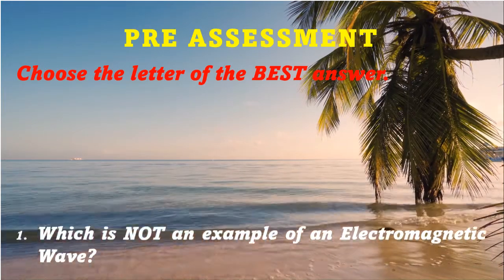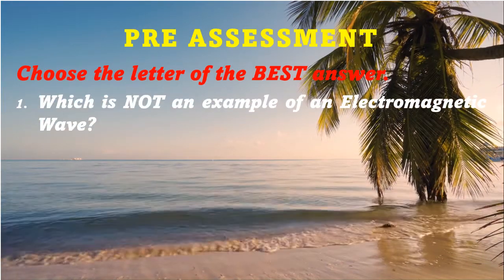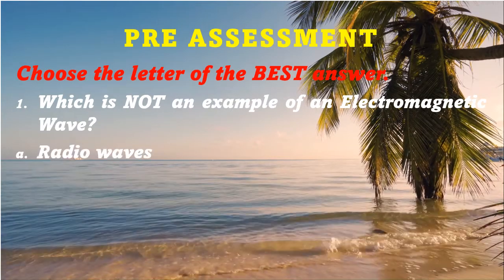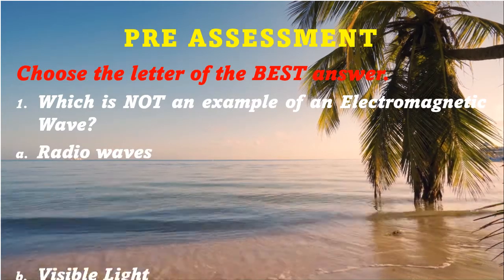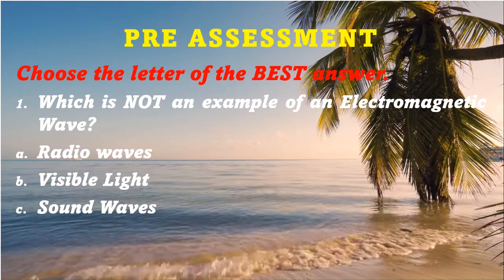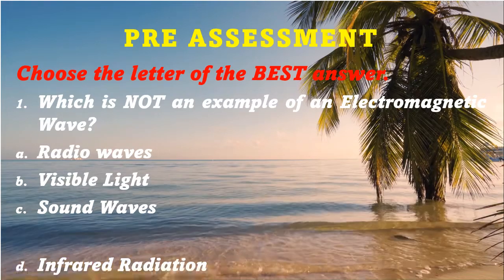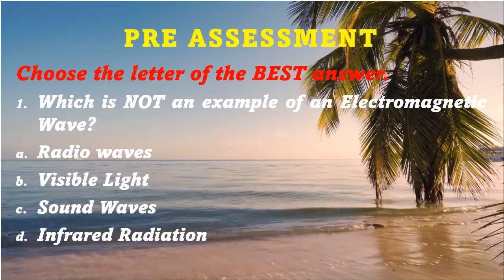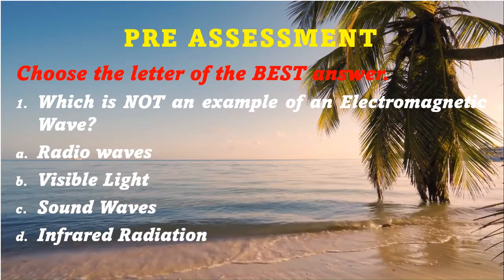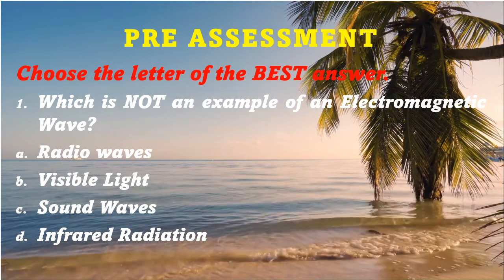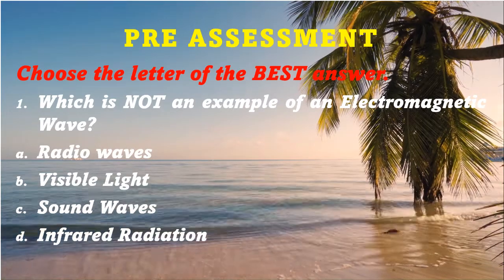Number 1. Which is not an example of an electromagnetic wave? Letter A, radio waves. Letter B, visible light. Letter C, sound waves. And D, infrared radiation. The answer is C, sound waves.